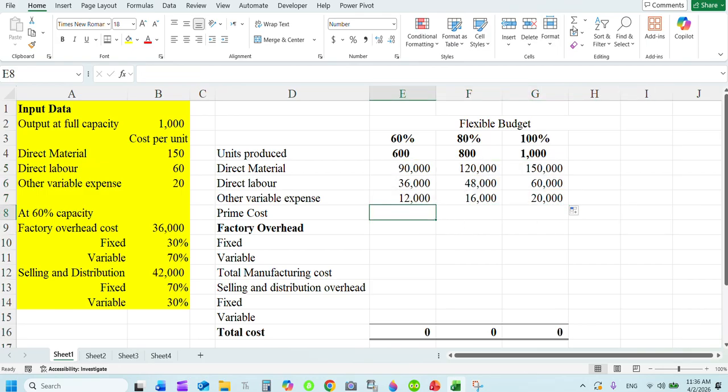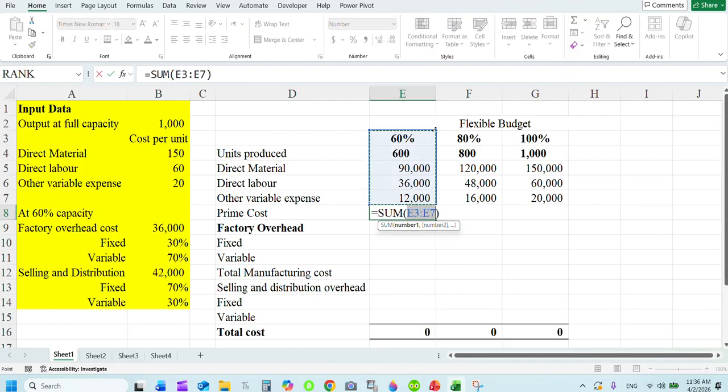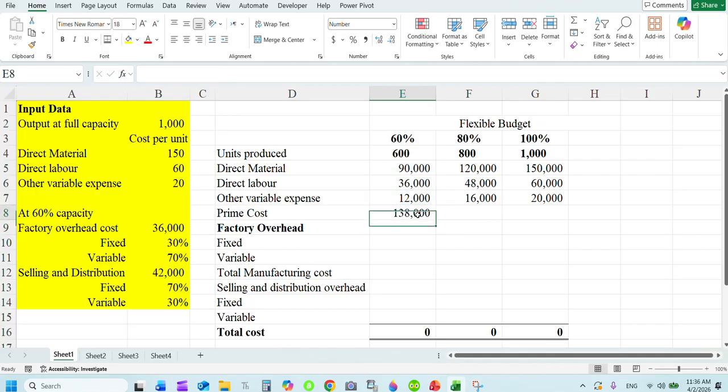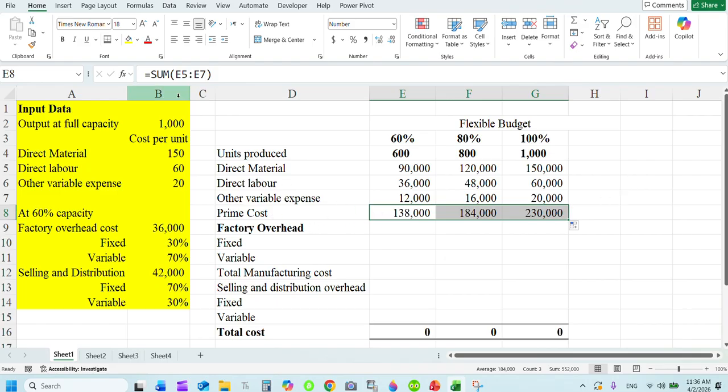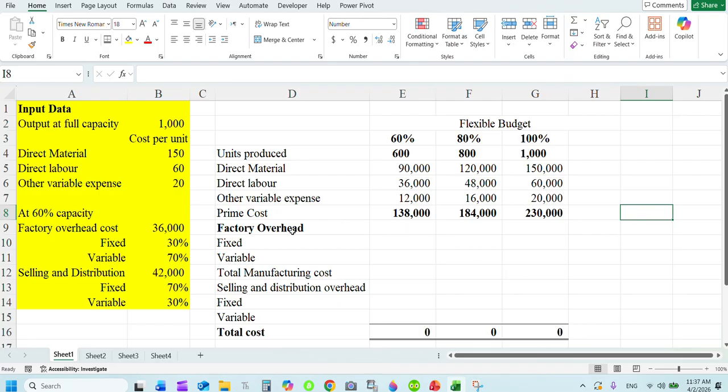Then prime cost is the sum of these three cost elements, and I can drag it to the other three parts, and I put it in bold. Then factory overhead cost, right? You can see at 60% capacity level, factory overhead cost is 36,000.